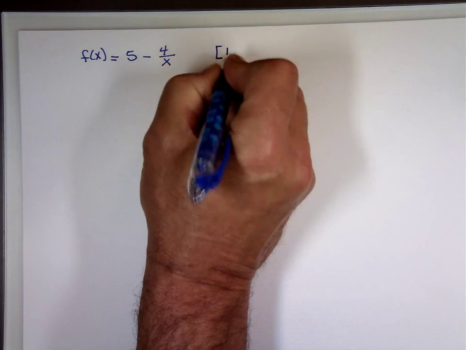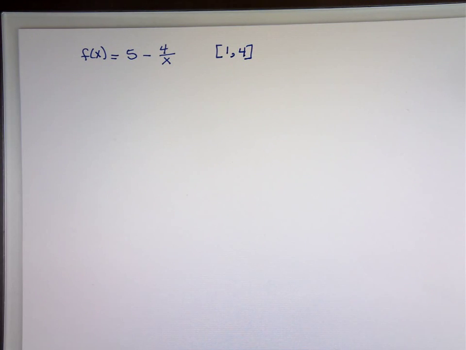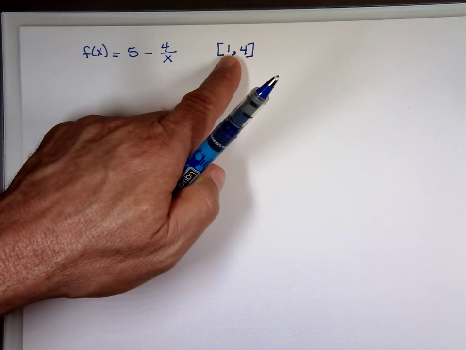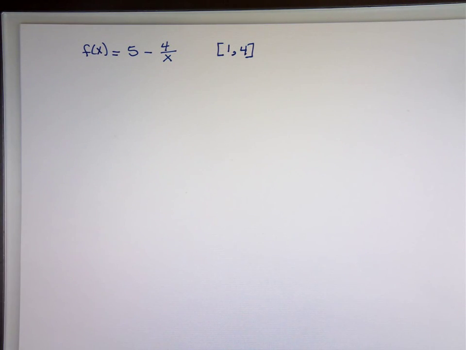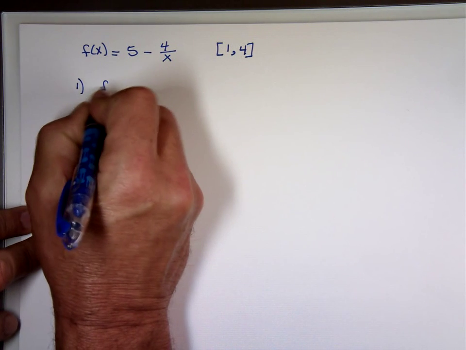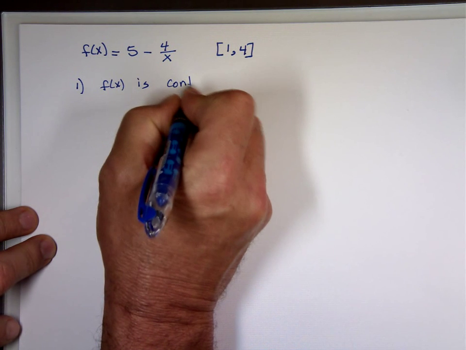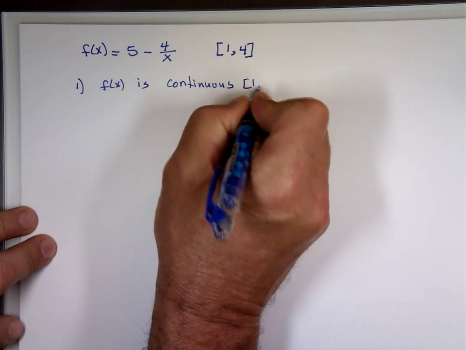Because initially when you look at it, we got a problem. F of x is not continuous where? At 0. I don't care about 0. It's outside my interval. So inside that interval, I'm fine. So is f of x continuous? F of x is continuous from 1 to 4.